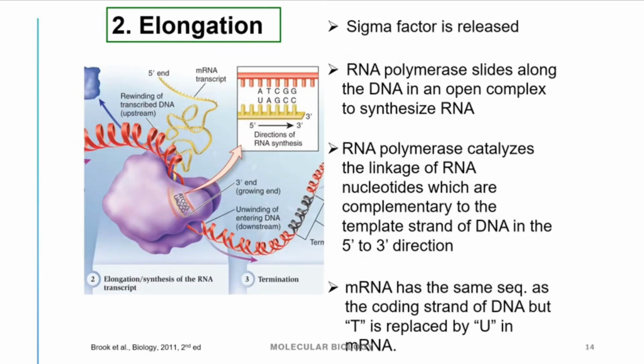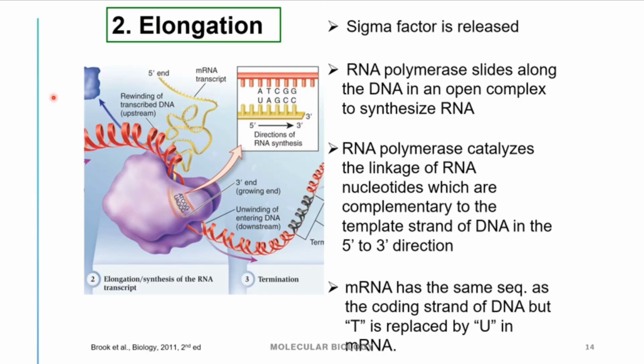Moving on, the next step is elongation. During the elongation process, the sigma factor, which is this blue thing here, is released from the RNA polymerase, and the RNA polymerase is going to glide along the DNA in an open complex, meaning it will continuously open up the DNA double strands so that it is able to read the template strand.